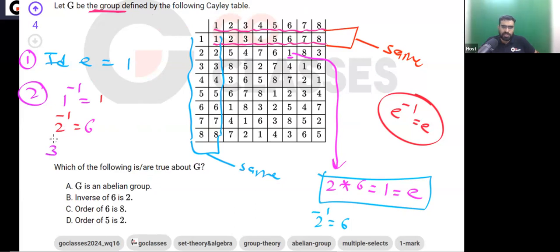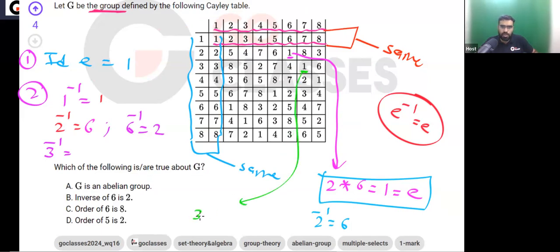What about 3 inverse? If 2 inverse is 6, then 6 inverse is 2. What can you say about 3 inverse? For 3 inverse, you just look for this. This will give you your 3 inverse.